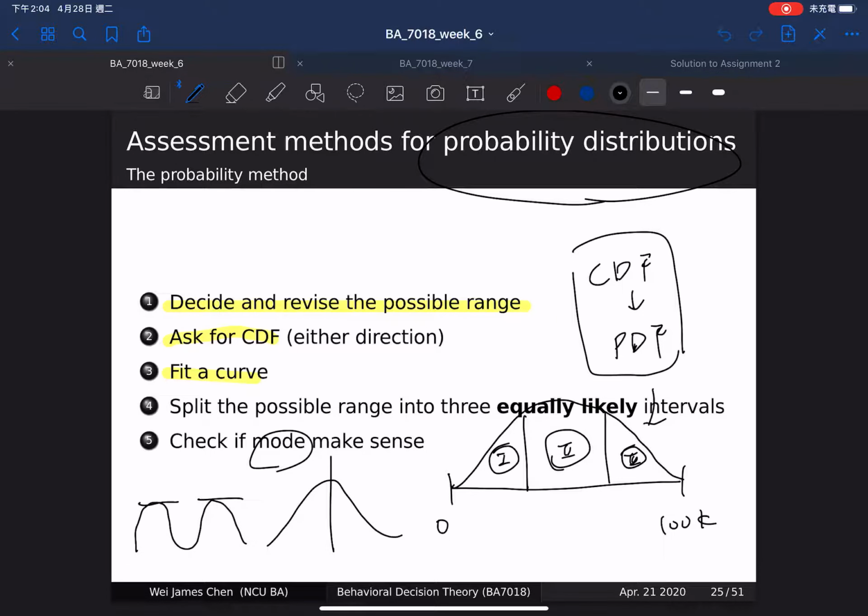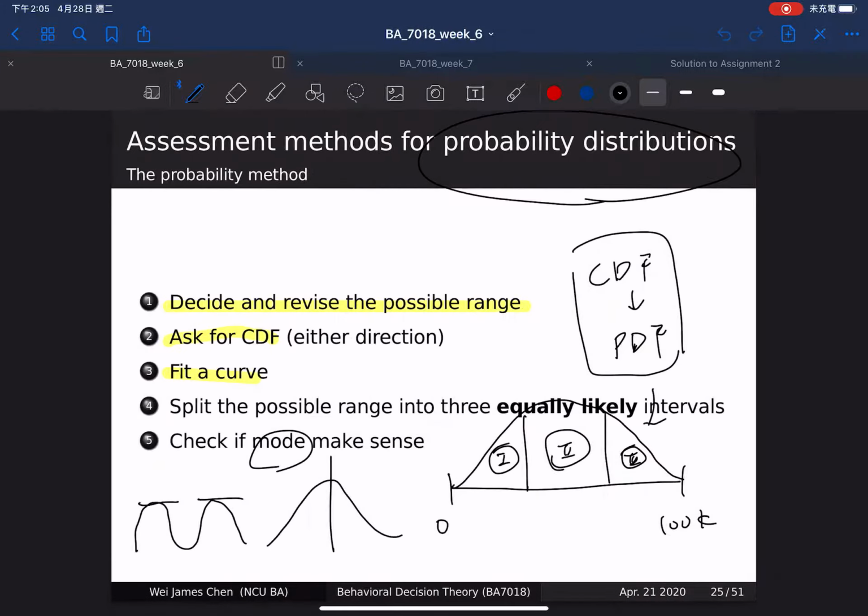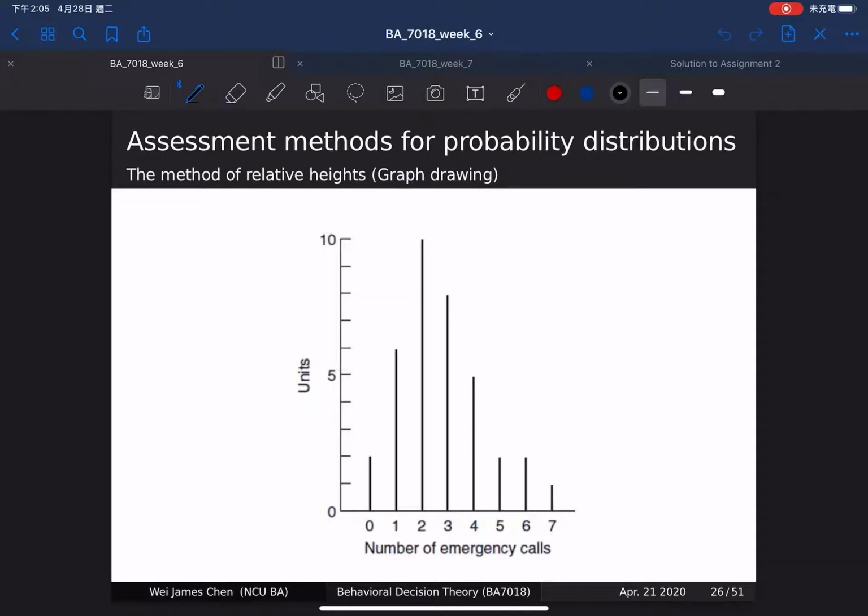Okay, so let's come back. This kind of assessment for probability distribution will basically give you a graph already, but you can also use a method called relative heights, or basically graph drawing directly. You first draw this.